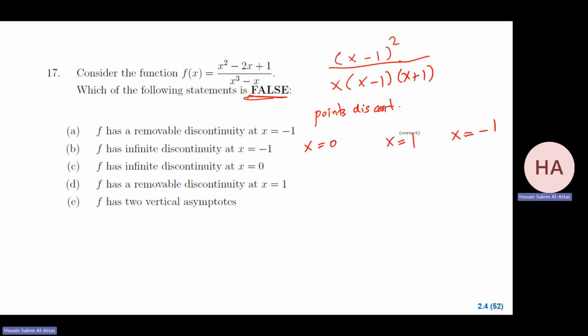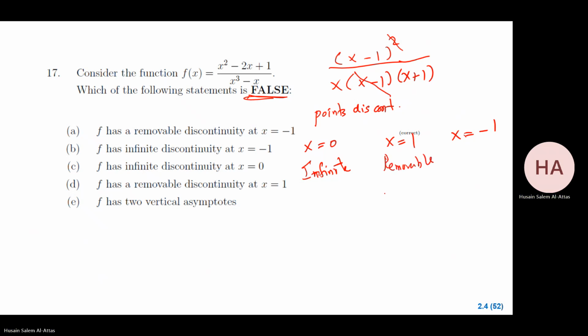Okay. I want to check what types of discontinuity we have. At x equals 0, it will be non-zero over 0, so we have an infinite discontinuity, or non-removable. We say infinite or non-removable, who cares? Okay. At x equal 1, this cancelled and this cancelled, and you can substitute easily. So the limit exists. So this is removable.